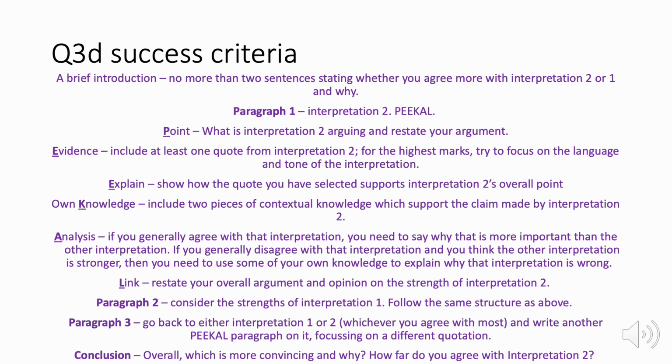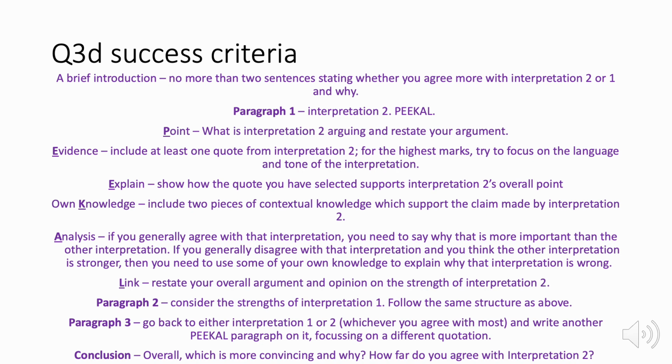And for the highest marks, try and focus on the language and tone of the interpretation as well, if you can. You then briefly explain how the quote you've selected supports interpretation 2's overall point. Okay, that should literally just be 1 sentence, maybe 2 at most. Then what we suggest is you include 2 pieces of your own knowledge to support the claim made by interpretation 2.